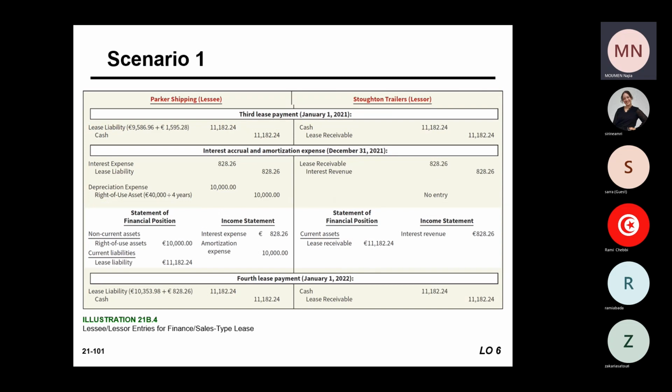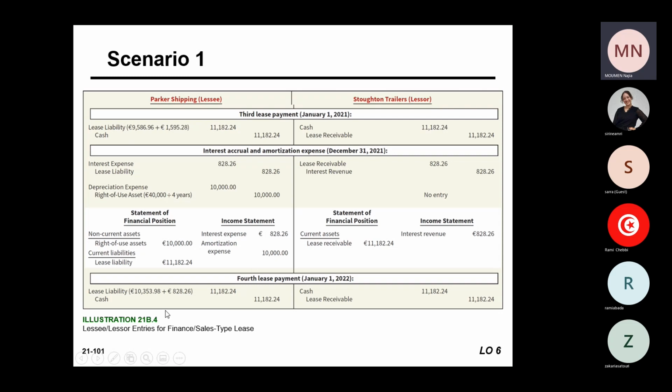For the third payment, again there is no specific accounting treatment as usual. We debit the liability and credit cash for the lessee, and we debit cash and credit lease receivable for the lessor. At the end of the year, we have to accrue interest expense or interest revenue. Don't forget the depreciation expense to be recognized by the lessee. All of these items will be shown in the statement of financial position and in the income statement in their respective sections.